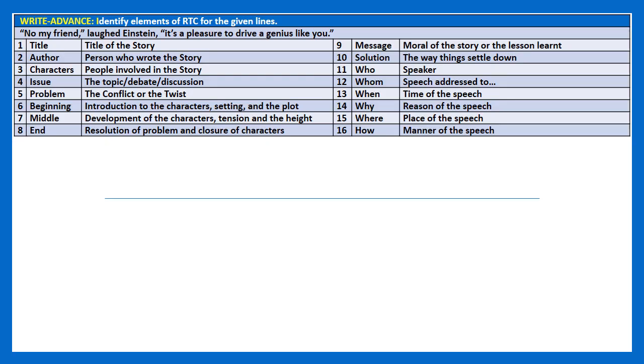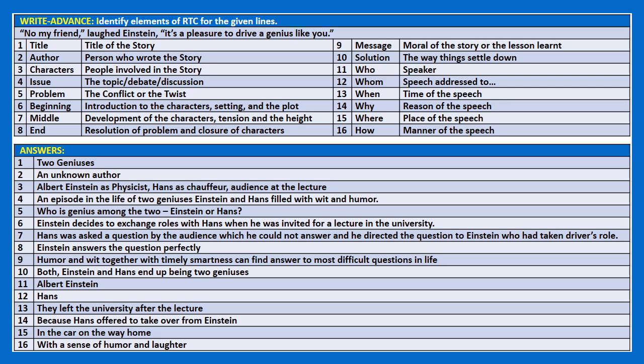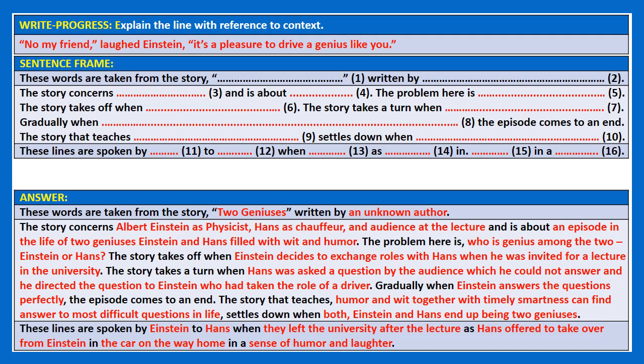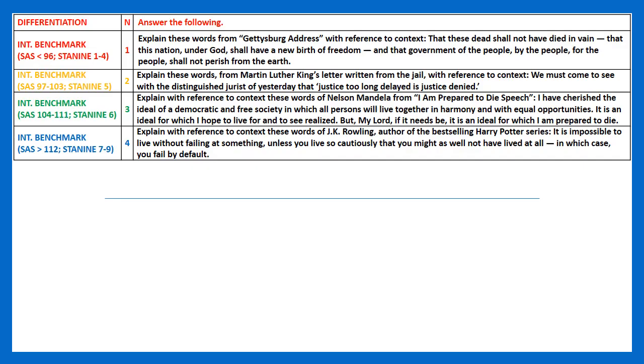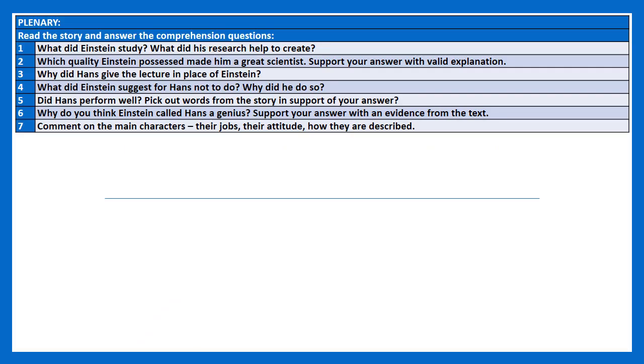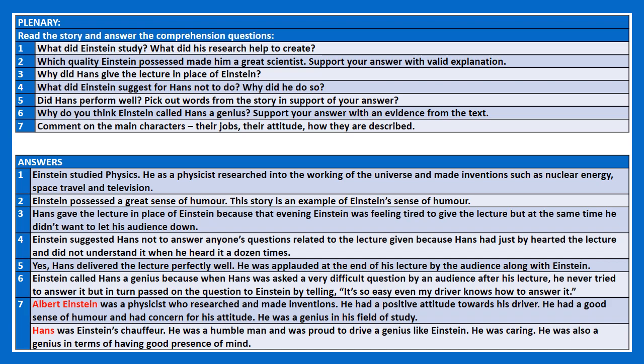Identify the reference to context elements of the story. Use the reference to context elements that you have identified to explain the given line with reference to context. You may use the given sentence frame as a guide. Attempt these differentiated tasks related to the reference to context in the story. Answer the given referential, inferential questions.